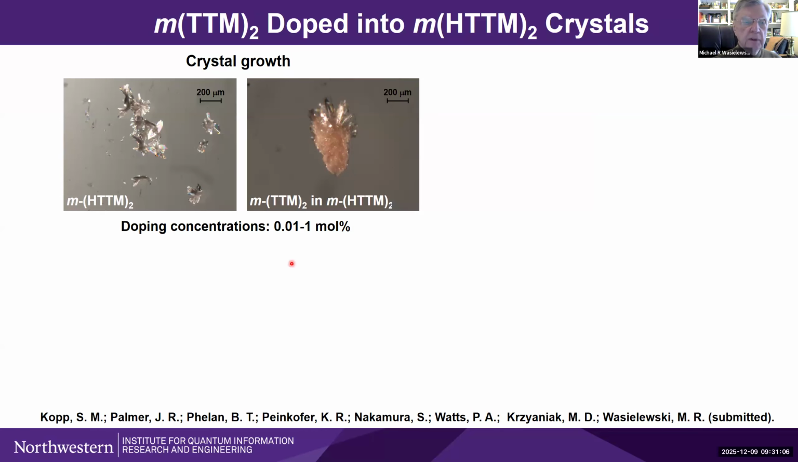And so when you dope various percentages of the diradical into the precursor, you get a kind of pink-looking, pretty collection of crystals here. And so we can actually grow clusters of these things. We can grow single crystals. And we can do it at various dopant concentrations. And you can imagine all kinds of interesting things you might be able to do with this.